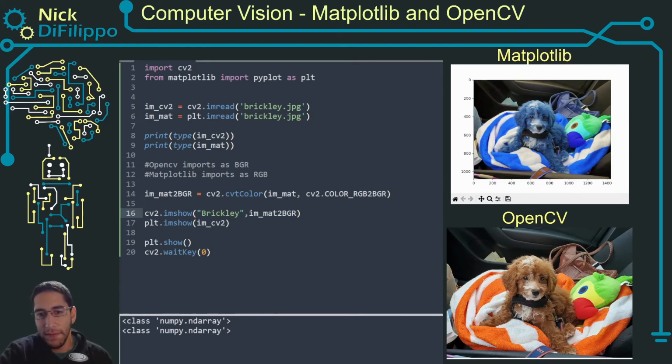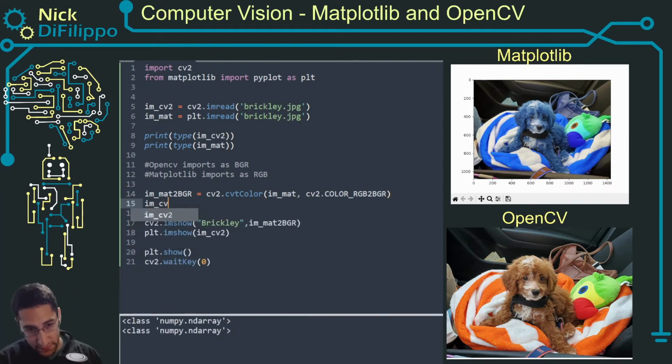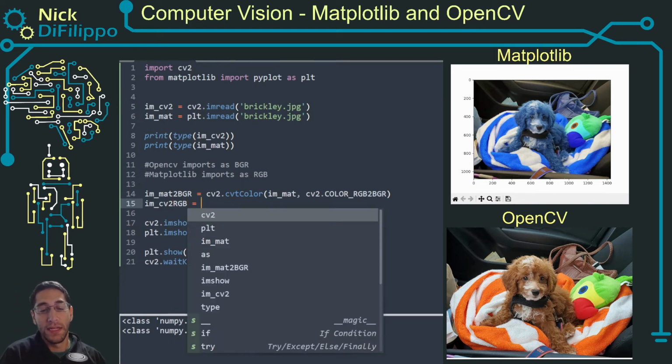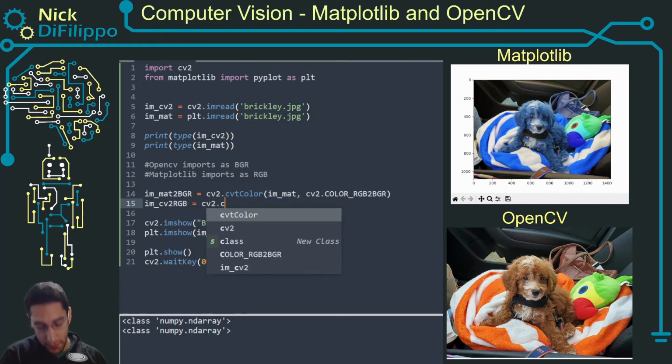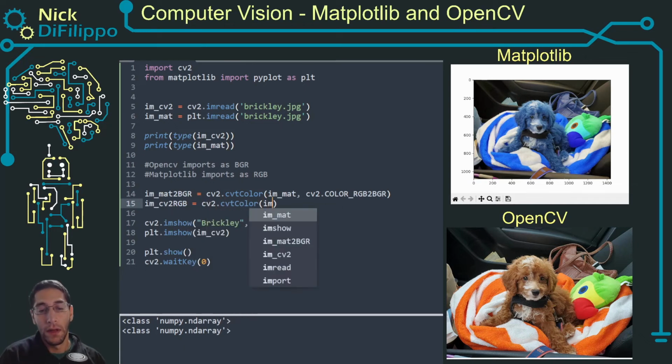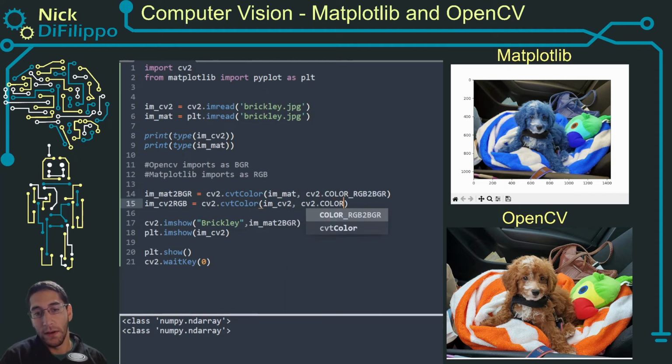I can do the same thing with Matplotlib. I can say, okay, my image, which is imcv2RGB, is cv2.cvtColor of imcv2, and then cv2.COLOR_BGR2RGB. And then I make sure I display the right image in Matplotlib, and I'll have Brickley as the right color.